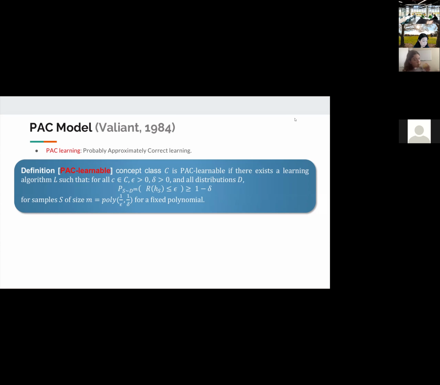Okay? So any questions? So you can see that this M is basically, you can think of it as a sample complexity for this algorithm L, right? And also it's kind of interesting to notice that this PAC learnable is with respect to a concept class capital C. It's also with respect to this algorithm L, right? So it talks about existence of the algorithm. You don't necessarily know the algorithm, but as long as there exists one.